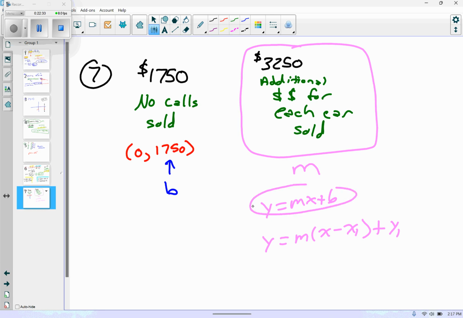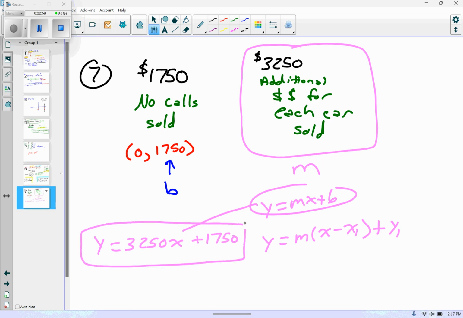Does anyone want to take a shot at what our equation is? Y equals? What's slope? 3,250. What's y-intercept? Or b? 1750. There's our equation. So this is the plan that Bob's on. This is how Bob makes money.